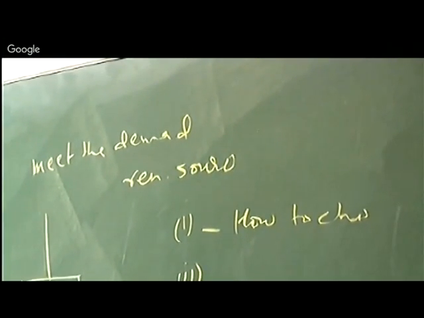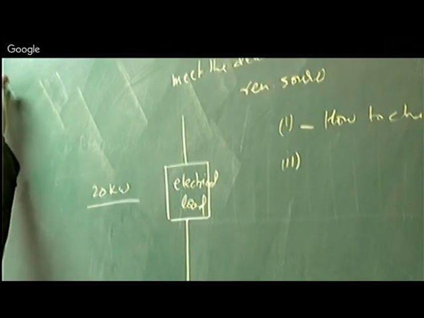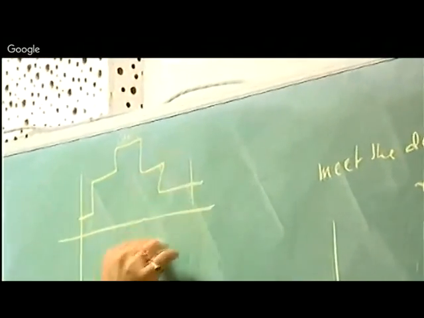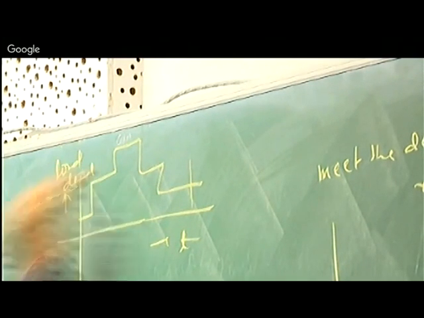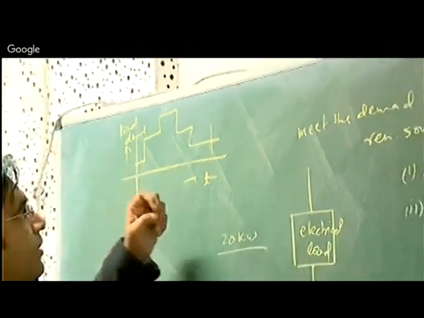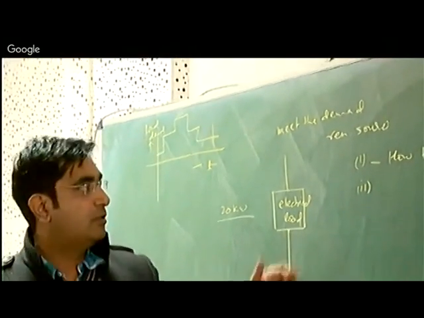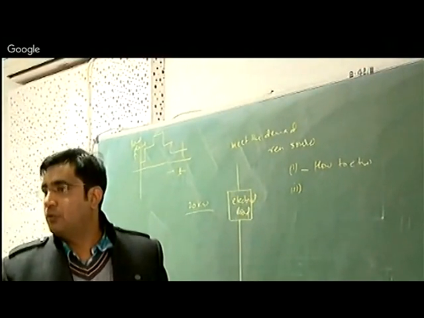Suppose we have a 20 kilowatt peak load per day, and kWh we can find out very easily. So suppose I have a load curve like this. This is any load curve with respect to time, and this is load demand. Suppose I want to meet the total load demand by renewable sources. How I will choose the renewable sources will depend upon geographical locations.